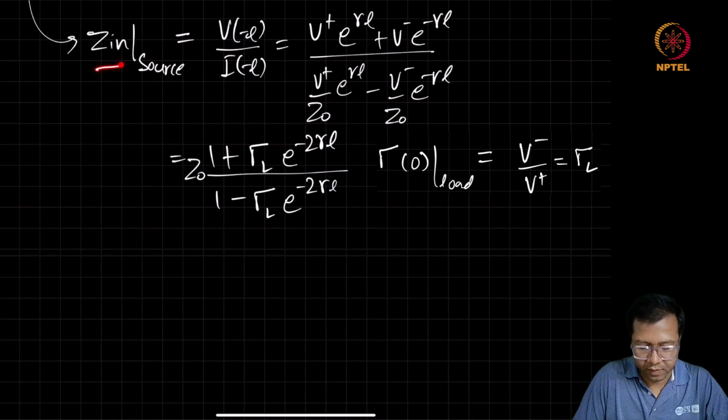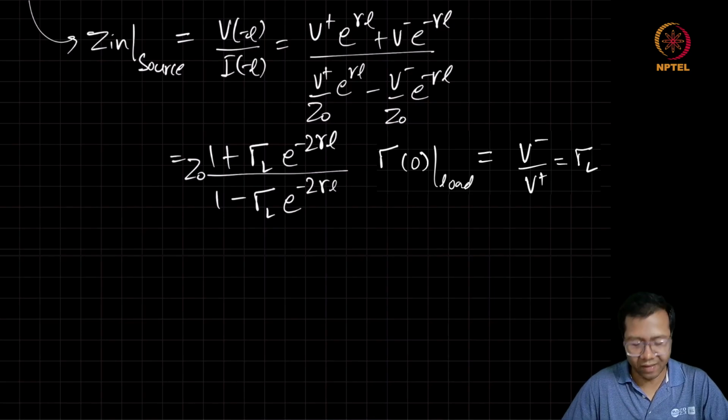The expression for the input impedance looking from the source side, we can see, is also a function of the length of the line, the reflection coefficient of the load, which in turn depends on the impedance of the load, gamma, which is the property of the line, and the Z0, the characteristic impedance, which is also a property of the line.